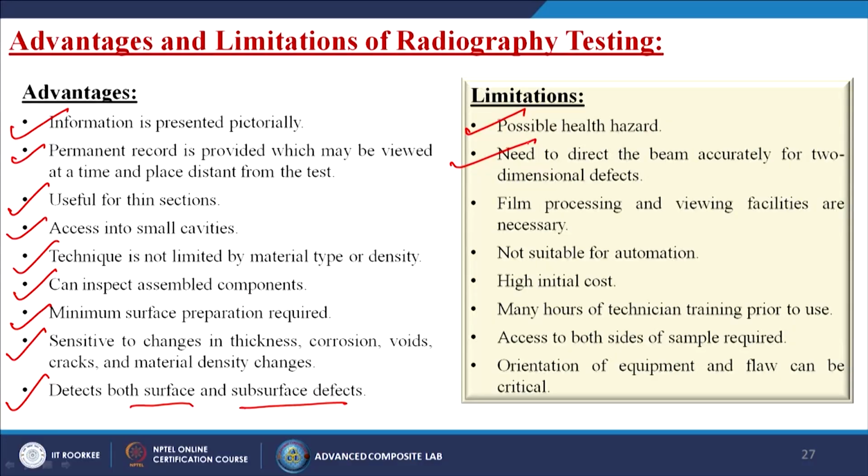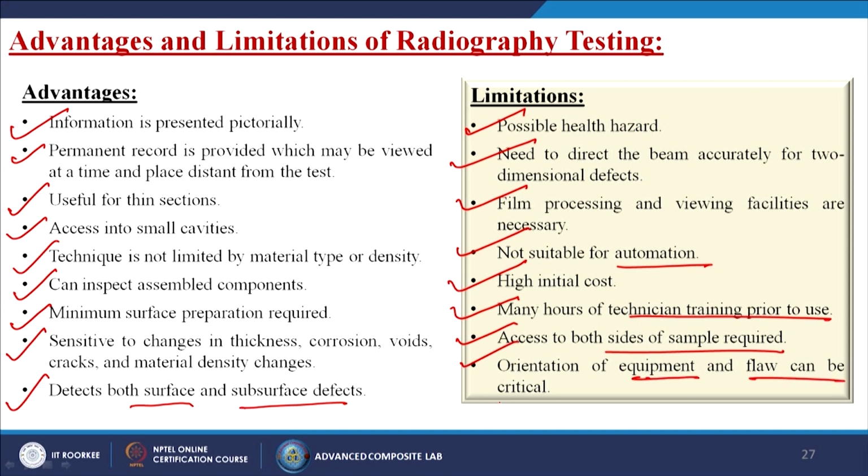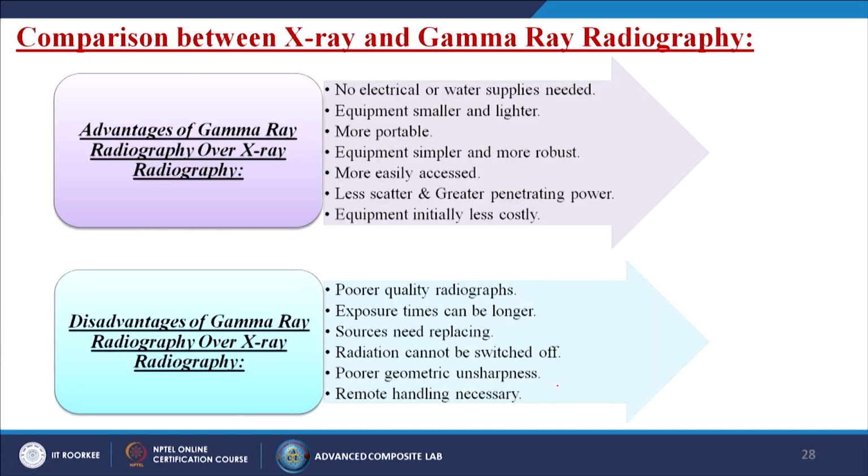Of course, there are certain limitations. What are those? Possible health hazard, the need to direct the beam accurately for 2-dimensional defects, film processing and viewing facilities are necessary, not suitable for automation, high initial cost, many hours of technician training prior to use, access to both sides of samples required for getting the exact information, and orientation of equipment and flaw can be critical.